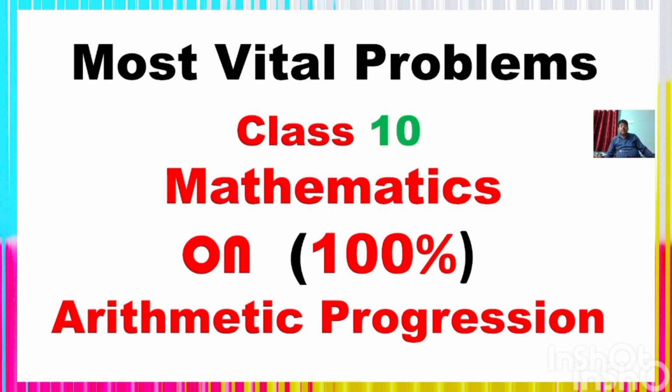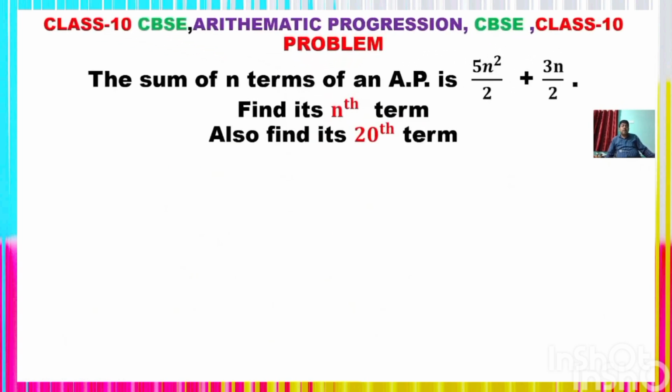But you should know what the different methodologies are which can be used to solve the problem. That is the most important factor as a math student. Okay, let's see the problem here. The sum of n terms of an AP is 5n square by 2 plus 3n by 2. You have to find out the nth term and the 20th term.